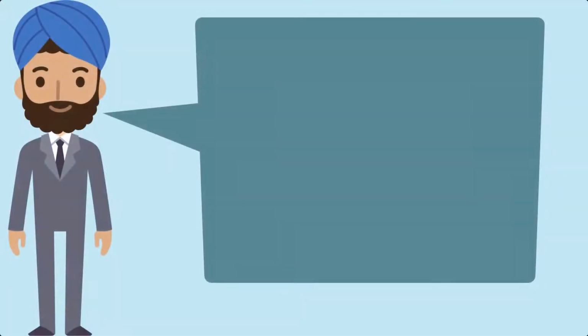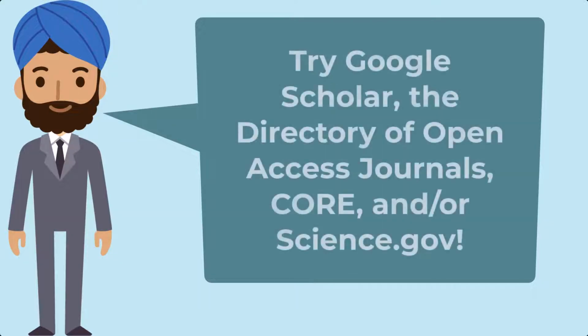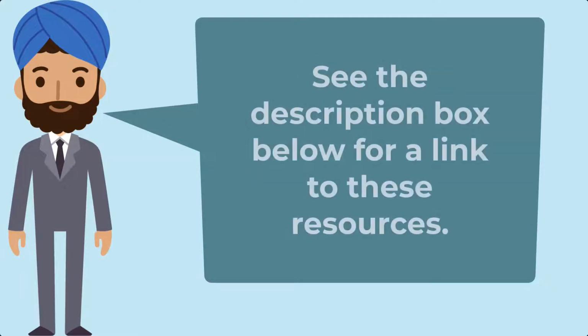Now, if you can't access your public library or Novel NY, no worries. There are other great web-based resources to help you get started with your research. If you're looking for scholarly articles, you might want to start with Google Scholar, the Directory of Open Access Journals, Core, and/or science.gov. I'll link to these resources in the description below.